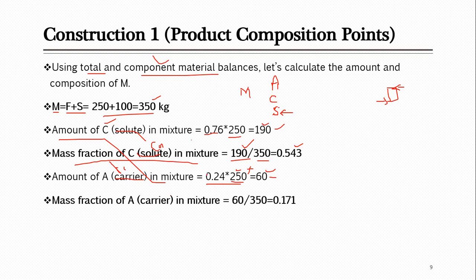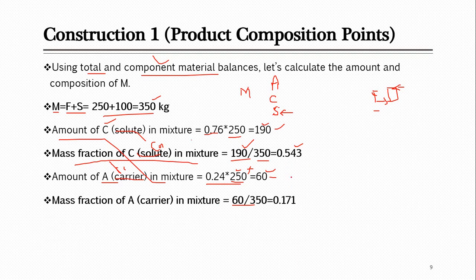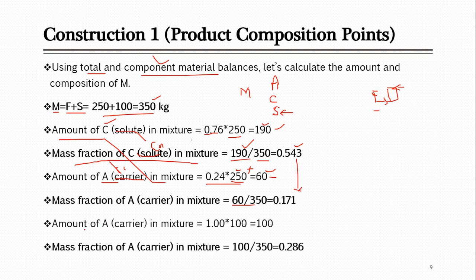Here the material balance is straightforward, because this component A is only part of one stream which is entering, it is only part of the feed side. Next, its mass fraction is found in a similar manner, 60 over 350, and you will get it. Finally, you can just add, because all mass fractions sum up to 1. So either you add these two and take 1 minus the summation to give you the third one, or you can calculate that again, and that is now the solvent, the amount of solvent S.